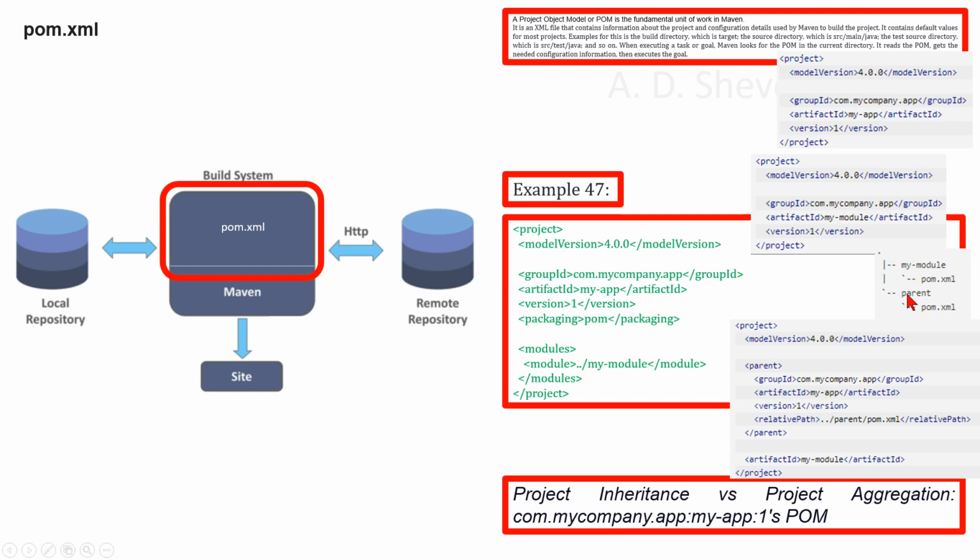Here the com.mycompany.app:my-app:1's POM here. And here the com.mycompany.app:my-module:1's POM.